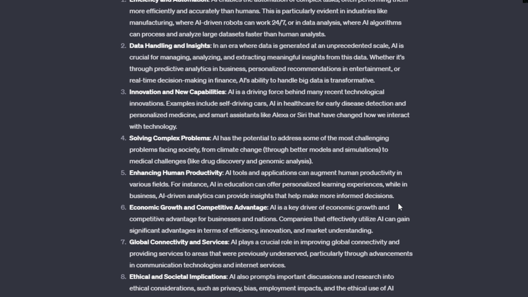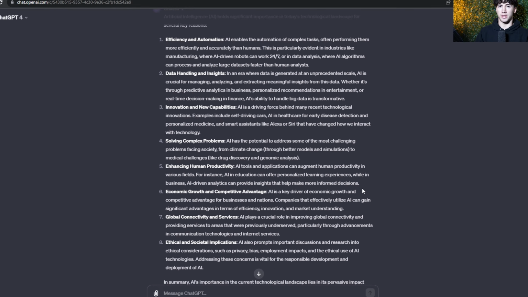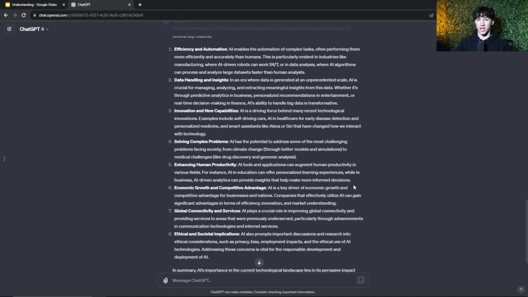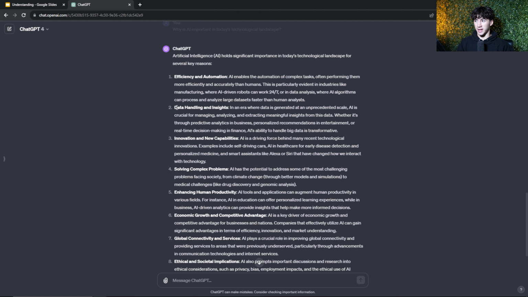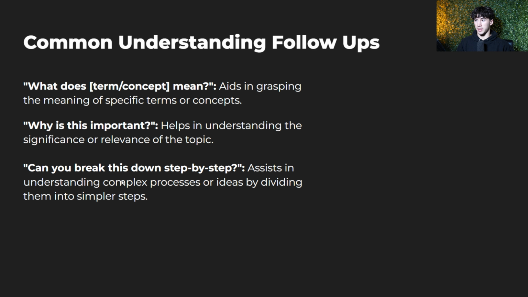But let's say I want to go more in depth on one of these points and I want to generate even more information by asking an understanding follow-up prompt. Maybe I want to understand one of these points a little bit better. Let's say I would like to understand the data handling and insights point a little bit better. If you remember correctly, another one of the common follow-up prompts is, can you break this down step by step? And this is going to assist in understanding complex processes or ideas by dividing them into simpler steps.